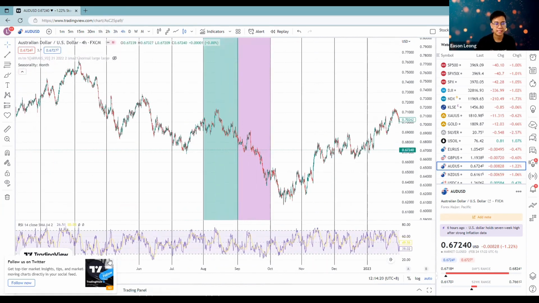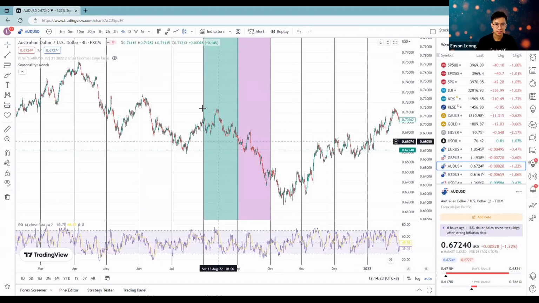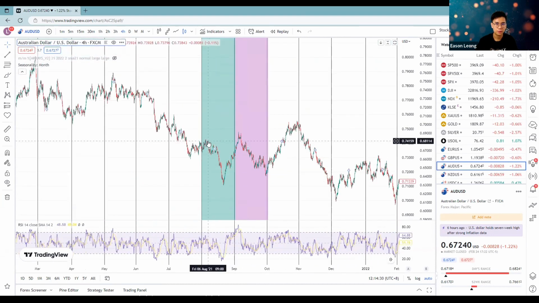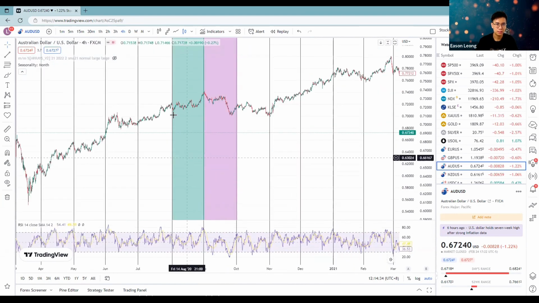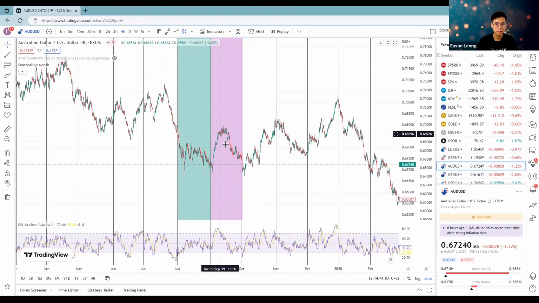And notice the pattern itself, right? Notice the pattern. On August, it is like this, coming down, coming down. In 2022. In 2021, August. 2020, August. 2019, August.